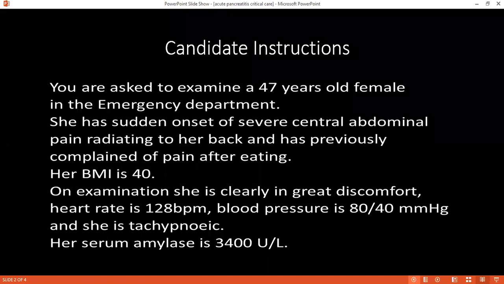Ma'am, since her BMI is 40, I think it is due to obesity and probably gallstone pancreatitis, since in obese women gallstones are more common. Anything else other than gallstones? It can be alcohol induced, or it can be due to OCPs and other drugs like thiazide diuretics, or it can be due to trauma or iatrogenic. Okay, yes, infections.